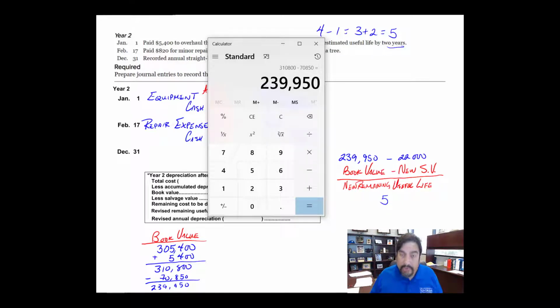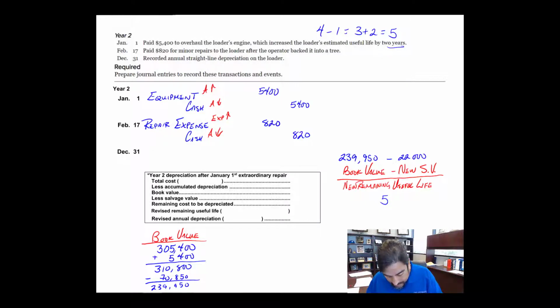So we've got 239,950 minus the salvage value divided by 5. 43,590. That is our depreciation expense and our accumulated depreciation. Depreciation expense is an expense account. We're increasing it. That's why it's a debit. Accumulated depreciation is a contra asset account. We are increasing it. That's why it's a credit.